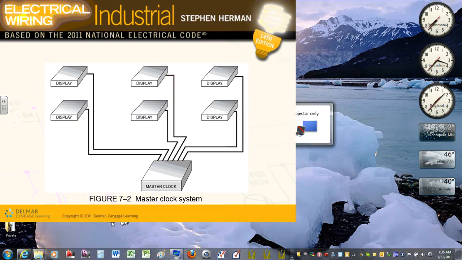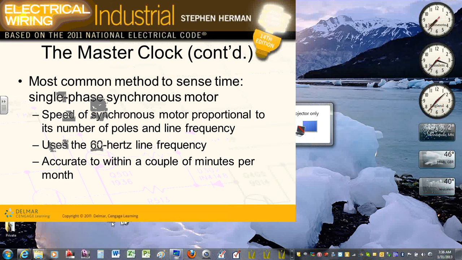Okay, master clock system. How does it work? And don't ask me because I'm not an expert in it. There are two technologies, my understanding. Technology number one is they use a single phase synchronous motor. Synchronous motors, guys, are used at very high horsepower and at very low horsepower, fractions of a horsepower. So they use a synchronous motor that runs at synchronous speed, 60 hertz, and they capture the time through the synchronous motor.